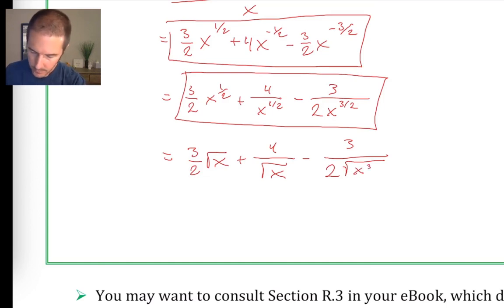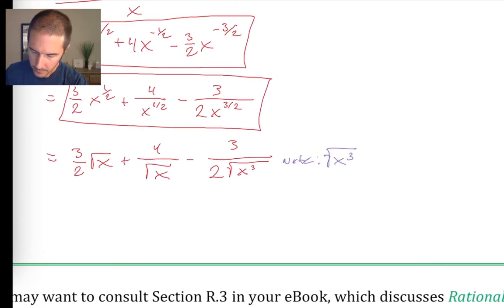Note, how should I write this? The square root of x to the third is equal to the square root of x squared times the square root of x to the 1. The square root of x squared, of course, is technically the absolute value of x, but I'm going to write it just as x times the square root of x.